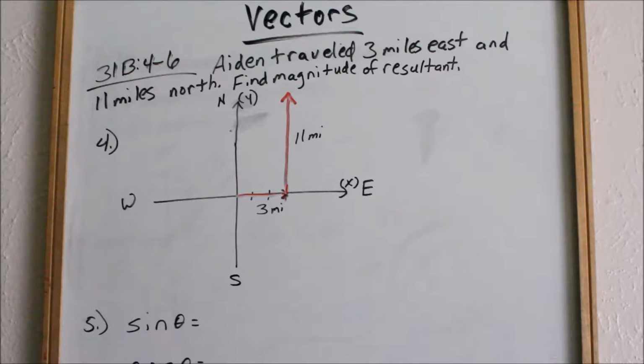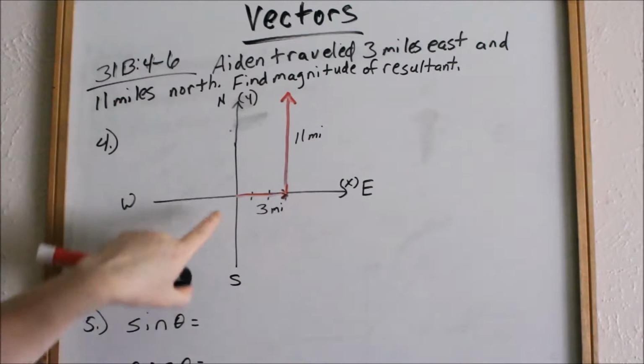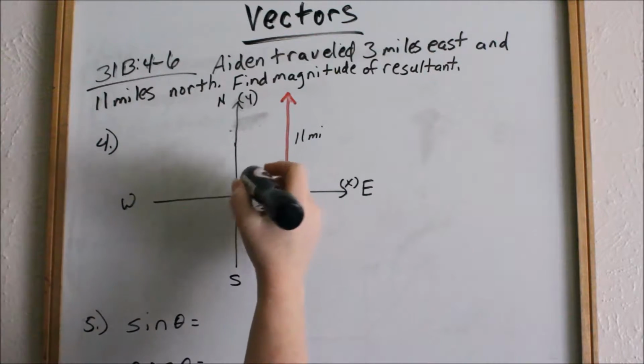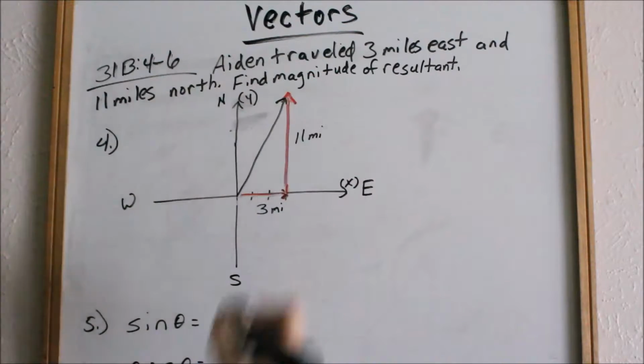It says find the magnitude of the resultant. The magnitude means how long. How long is the resultant? If she went east and then to the north, the resultant always starts at the same starting place as the first vector. So the resultant is drawn from here to where she went.